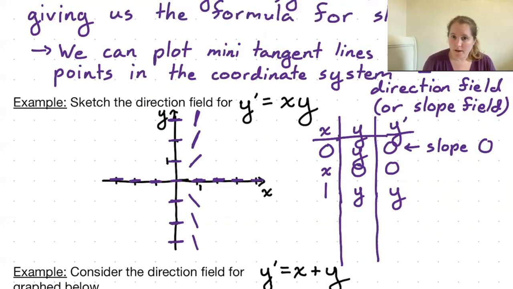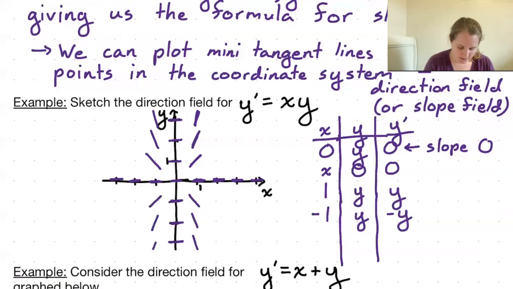Then for x being -1, we just get out -y, right? So for y equals 1, we'd have a slope of -1. For y equals 2, a slope of -2, -3. And then y equals -1 would have positive slope, and we just get steeper as we go.